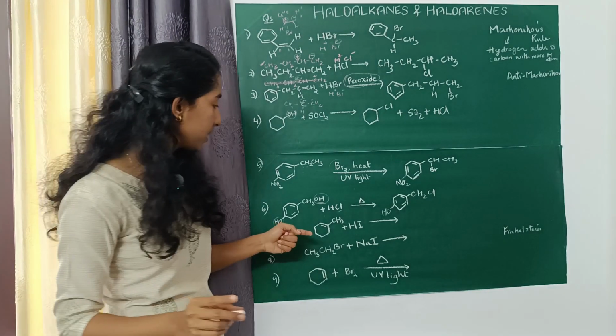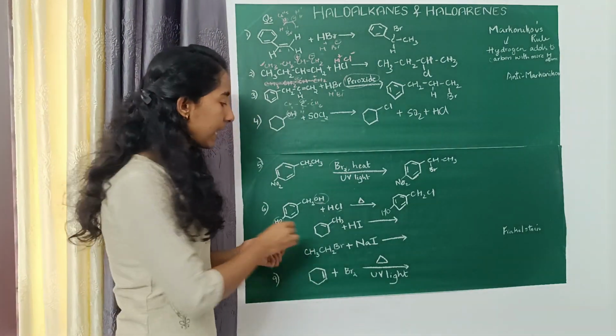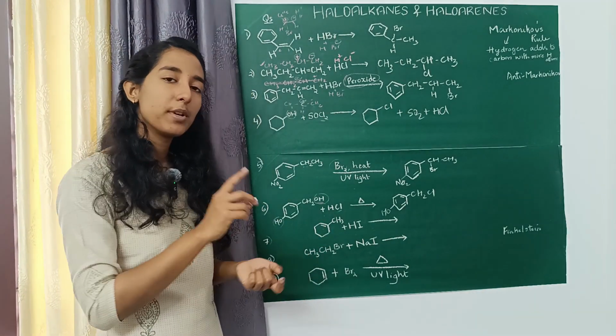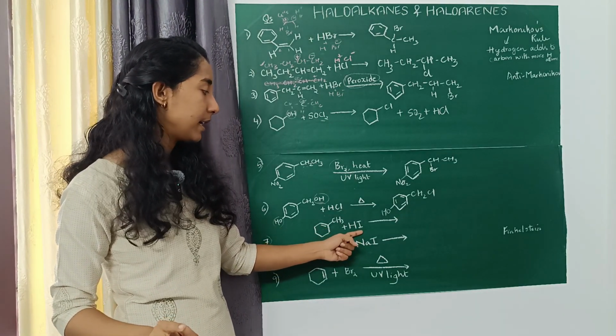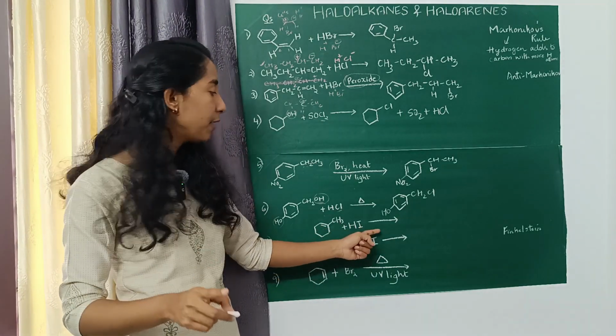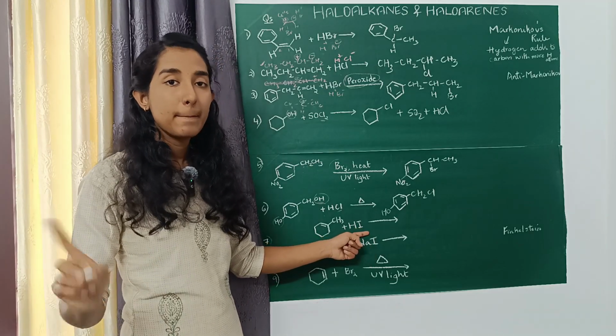And then the next question, this is also an alkene. See, an alkene is basically a compound having a double bond. Okay, so here you have an alkene and you react with hydrogen halide. Okay, hydrogen iodide. Here you don't have peroxide, so it will be following Markovnikov's rule.